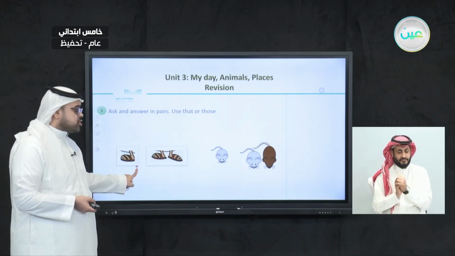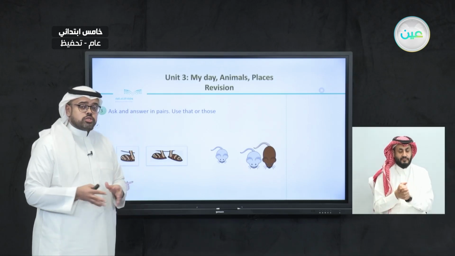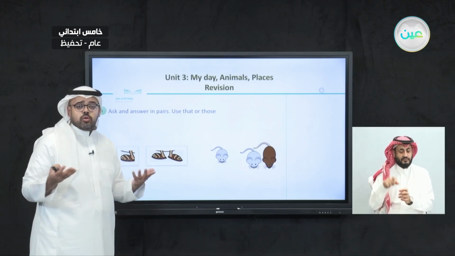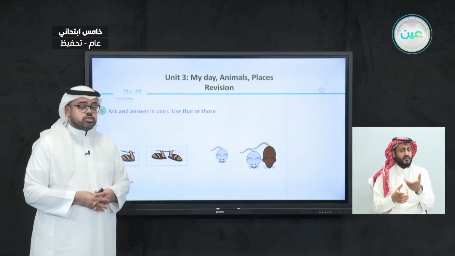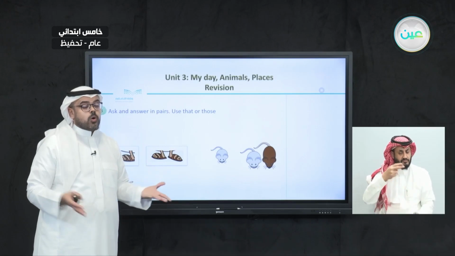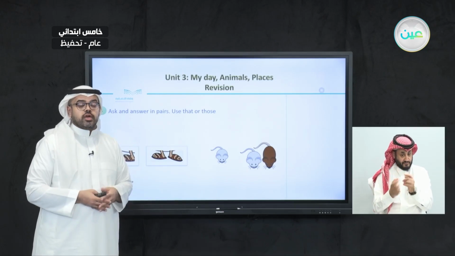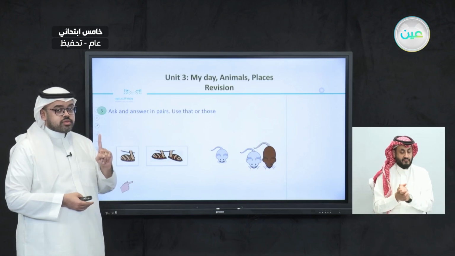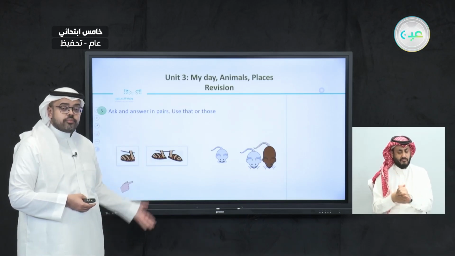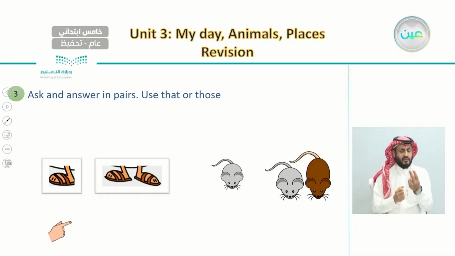In the first picture, we have only one foot. So we're going to ask, and since we're talking about only 1 foot, what should we use in the question? Should we say, what's that? Or what are those? With 1 foot, we should say, what's that? Because it is one thing. And the answer will be, it's a foot. But what about the second one?